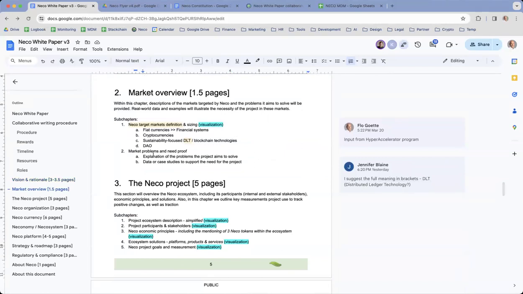The second part is the market overview. In this part, we describe the market that we're in. And this is a bit more than just the crypto market, the fiat currencies, the financial systems, because we do a bit more. We're not just a cryptocurrency. We also have our own technology called StackChain, which is a blockchain in the cloud, or I would say a better version of the blockchain, which will be a separate token and a separate offering in the future, which means this is also a different market that we will cover with StackChain.